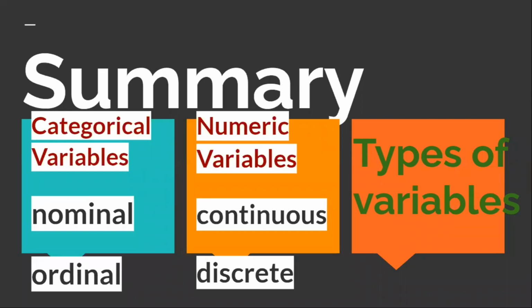To summarize the information that we just gave to you, we have two main types of variables: categorical variable and numerical variable. For categorical variable, we have two subcategories that are nominal variable and ordinal variable. For numeric variable, we also have two categories that are continuous and discrete.